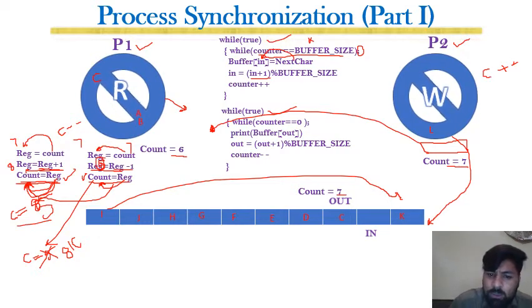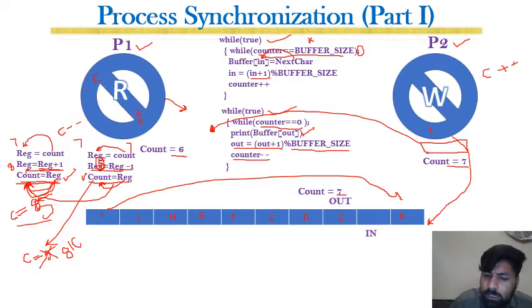Similarly, for the consumer process, it will check if the list is empty, then it cannot consume anything, so it will wait. And again, if there is some character, then it will read that character and print it out, and then it will move its out pointer ahead, but in a cyclic fashion, because it takes the remainder with the buffer size, and eventually the counter will be decremented.